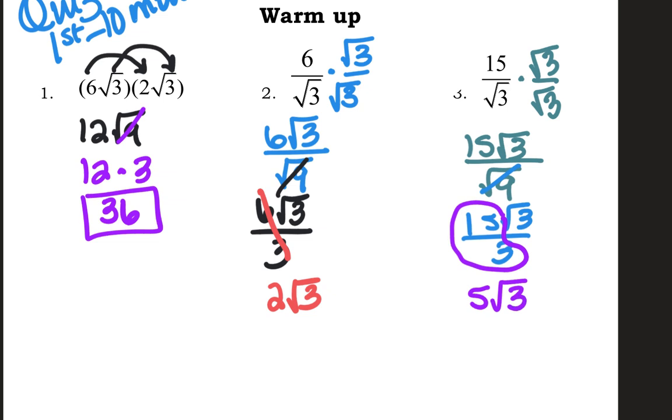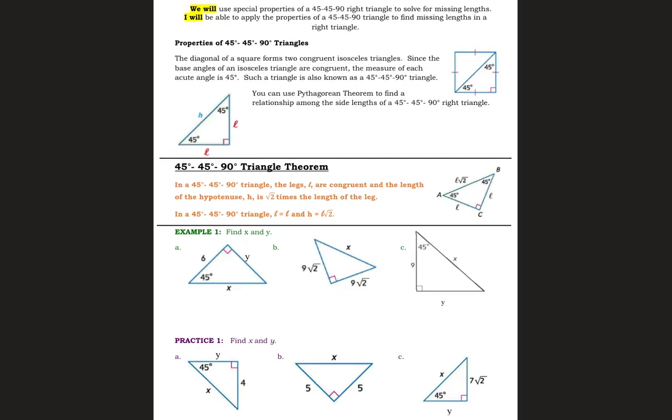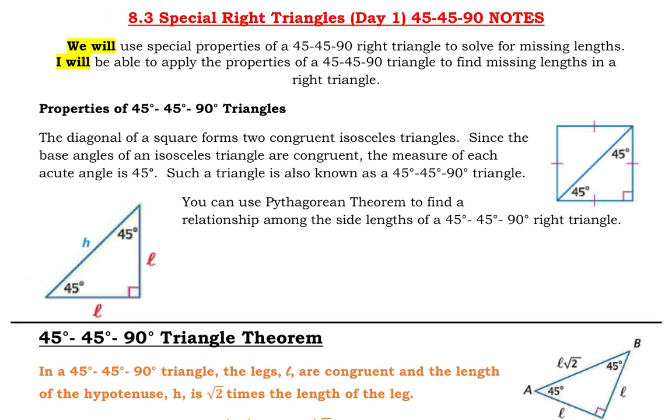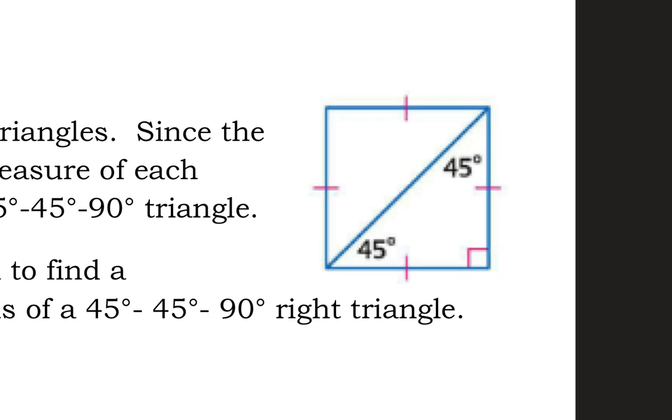Okay, so now let's go ahead and jump into our 45, 45, 90 triangles. These are triangles whose angles are 45 degrees, 45 degrees, and 90 degrees. That's why it's called the 45, 45, 90 triangle. Now, a 45, 45, 90 triangle is actually just half of a square, right? Because what do we know about a square? We know all the sides are equal and all the angles are 90, all right? This is something we should know from elementary.